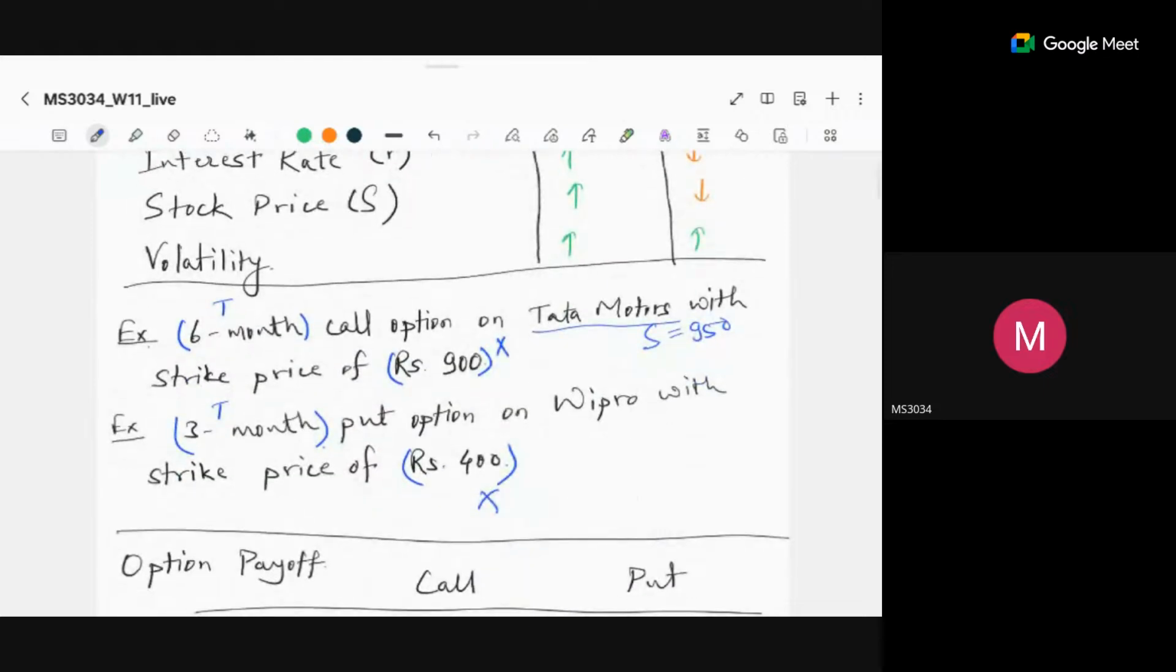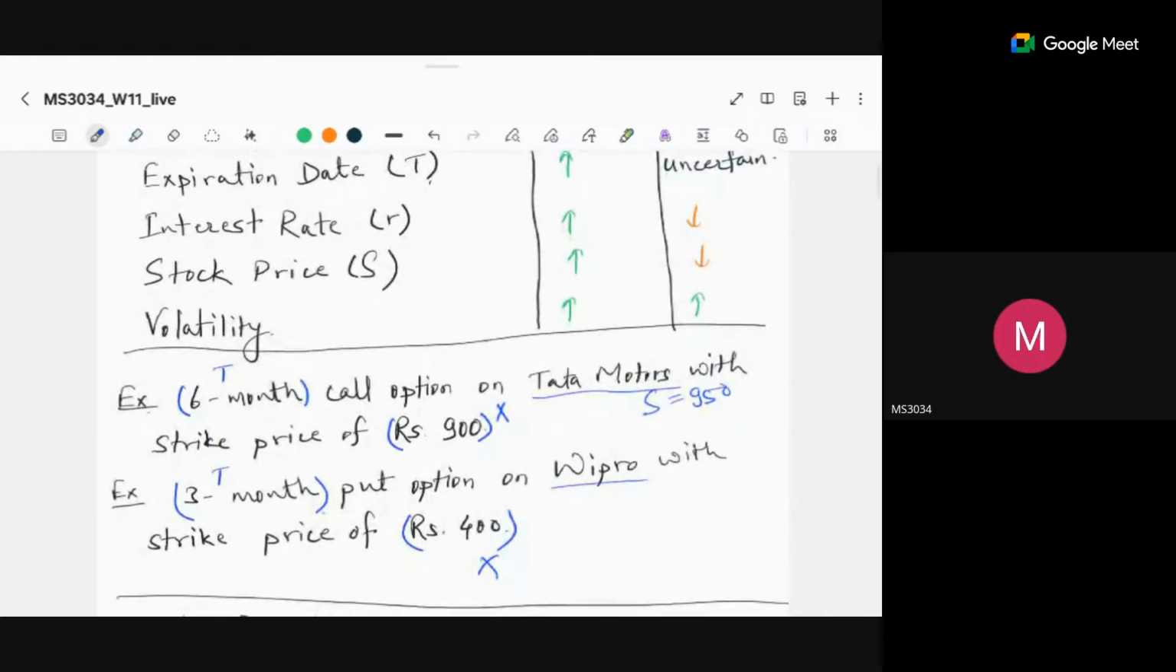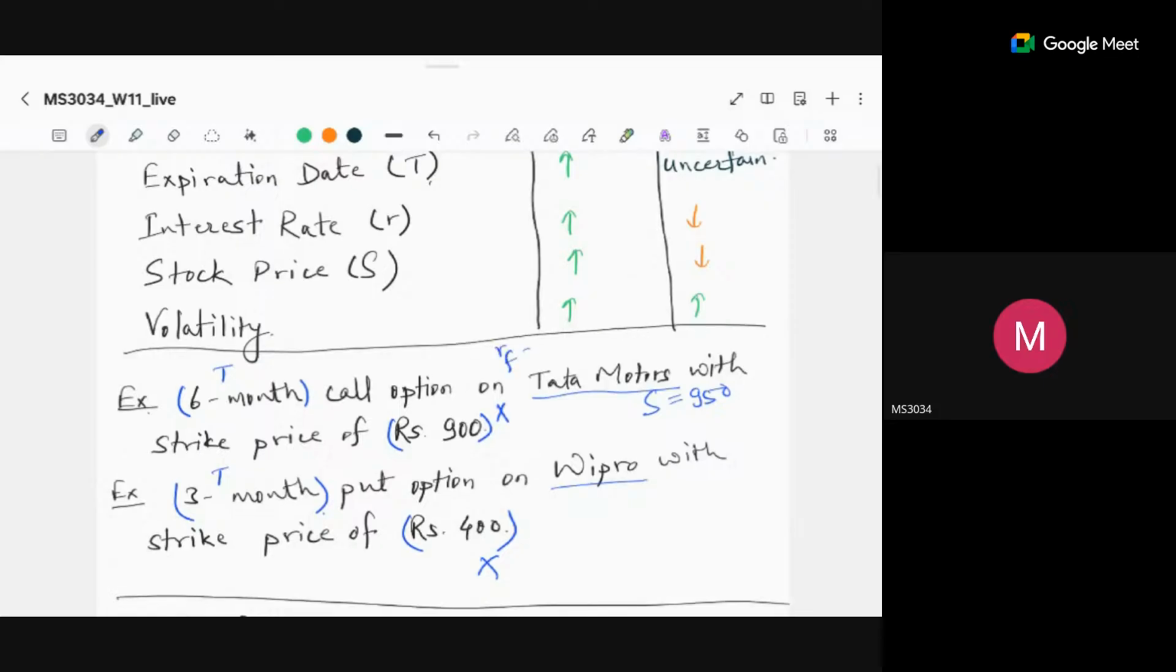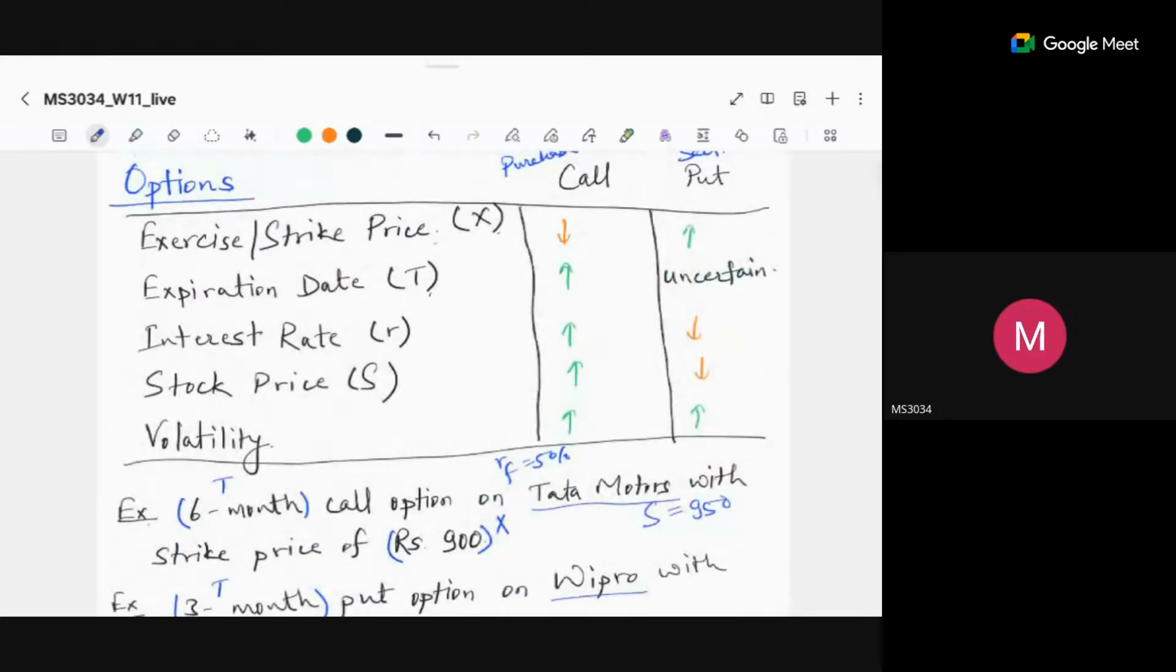Similarly, a put option, for example, a 3-month put option on Wipro with a strike price of rupees 400. So 3 months is the expiration time, 400 is the strike price, and the underlying asset is Wipro. And the interest rate is the risk-free interest rate in the market. For example, let's suppose in India the risk-free rate is 5%. On the government bond, whatever rate is there, we will take that as our interest rate. Okay, we will see how these things play a role in option pricing.